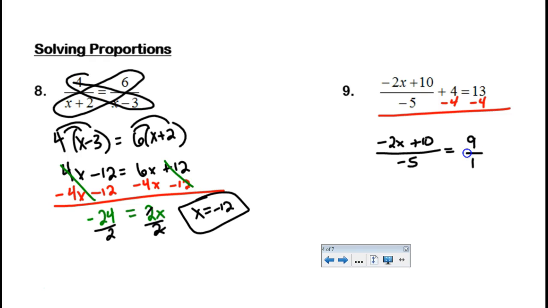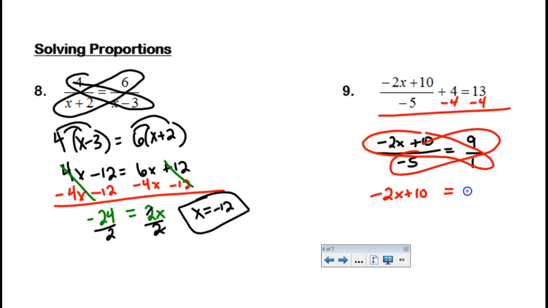So this is a fraction. It's like 9 over 1. So if we were to cross multiply, which some kids just view as multiplying by negative 5 over here, that's fine. That's essentially what you're doing. So we have negative 2x plus 10 times 1, which is just negative 2x plus 10. And then negative 5 times 9 is negative 45. Now I can solve that. A little bit of concentration and I can get this right. Minus 10.